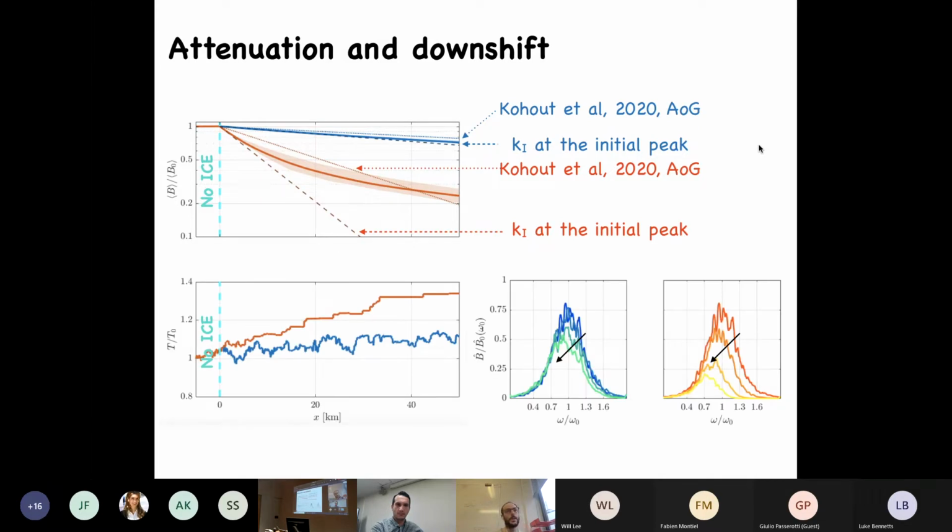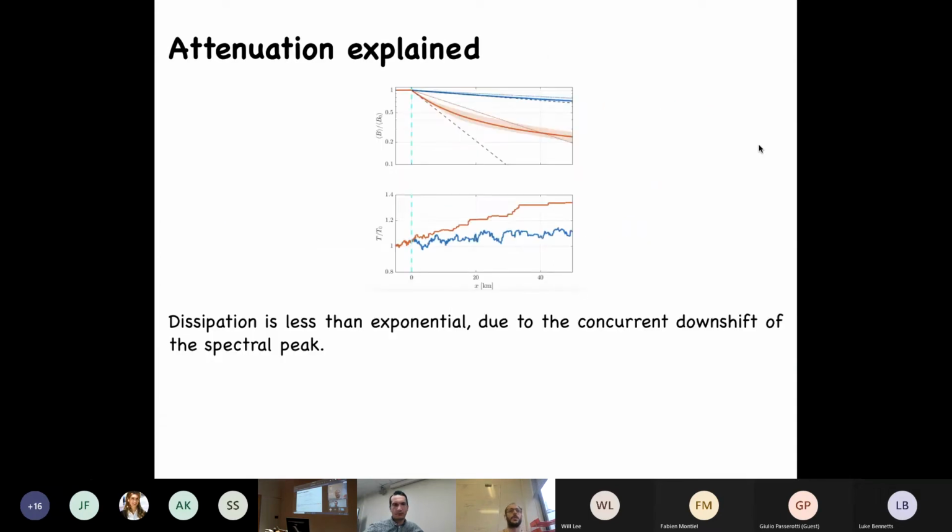Now, if you look at the period, we also see a considerable downshift, particularly for the higher dissipation case. And this comes from the fact that the higher frequencies are dissipated way, way faster, but the lower frequencies are hardly dissipated. For example, if you focus on the frequency 1.3, you can see that we start from a certain amount of energy and it goes to 0, whereas at 0.7, the amount of energy is almost unaltered as we progress into the sea ice. So this explains to a certain extent why the dissipation is less exponential.